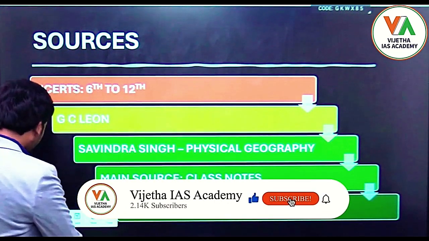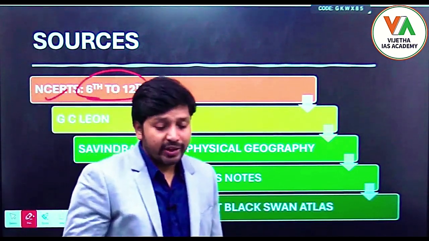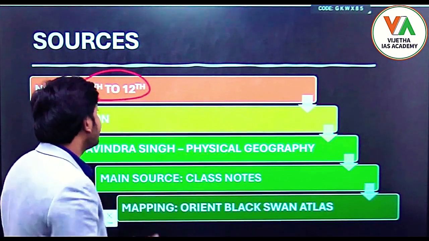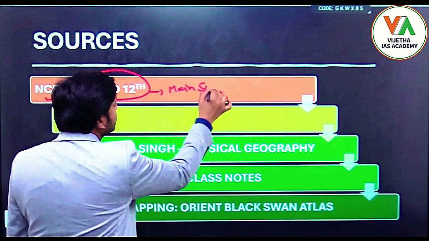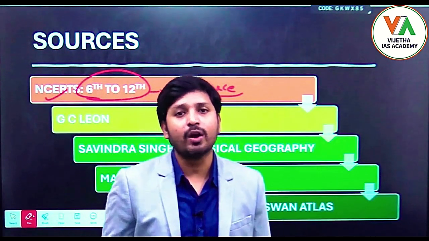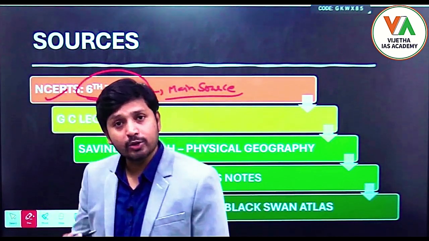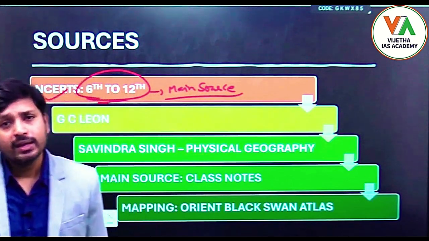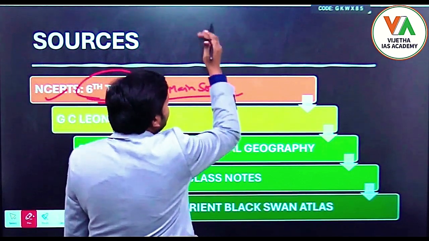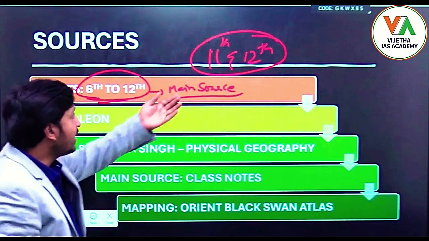The basic source which everyone has to follow is NCERTs, especially 6th to 12th NCERTs. It is very important to read each and every NCERT with respect to geography, and keep these NCERTs as your main source. It's better if someone can write a summary of these NCERTs. But if someone is very comfortable with geography, then they can start reading from 11th class itself. The 11th and 12th NCERTs are a must.